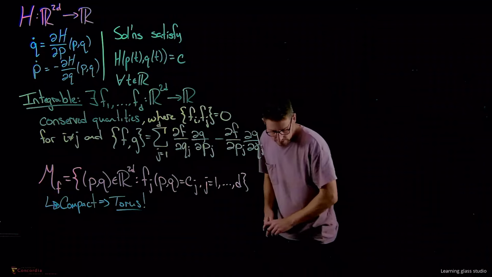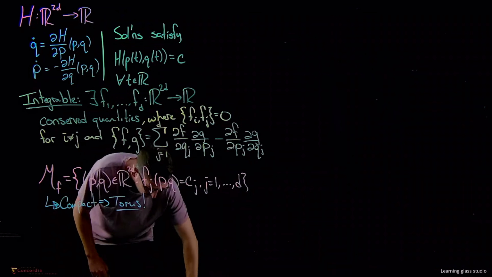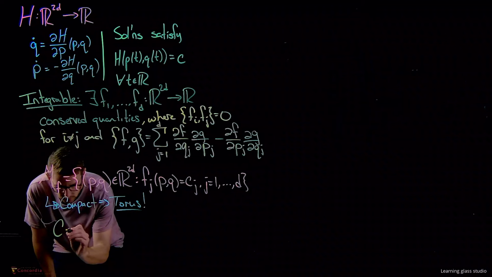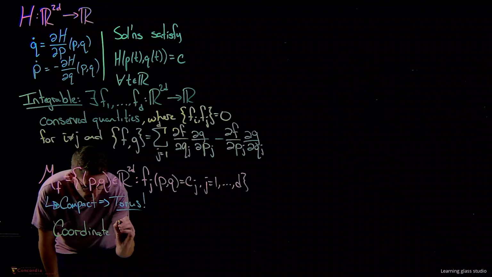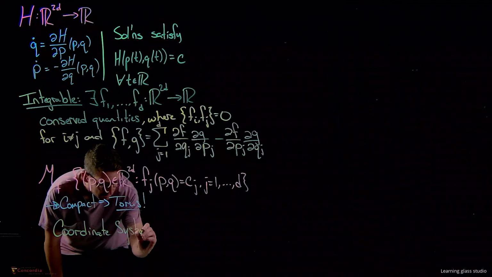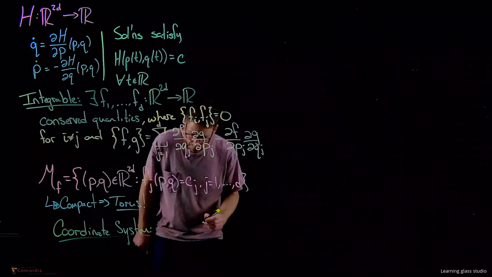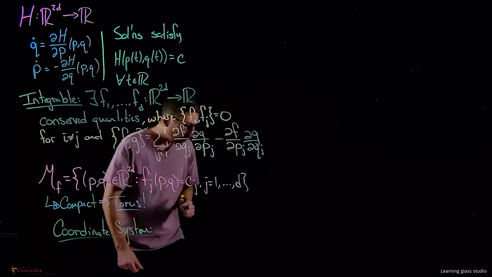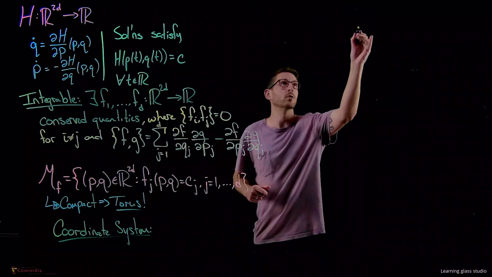And what it says is that there exists a coordinate system on that torus, which we call action-angle coordinates. I'm going to skip a little bit of the details. I mean, the Wikipedia page on action-angle coordinates is fantastic. But basically, here's the loose description of what action-angle coordinates do.